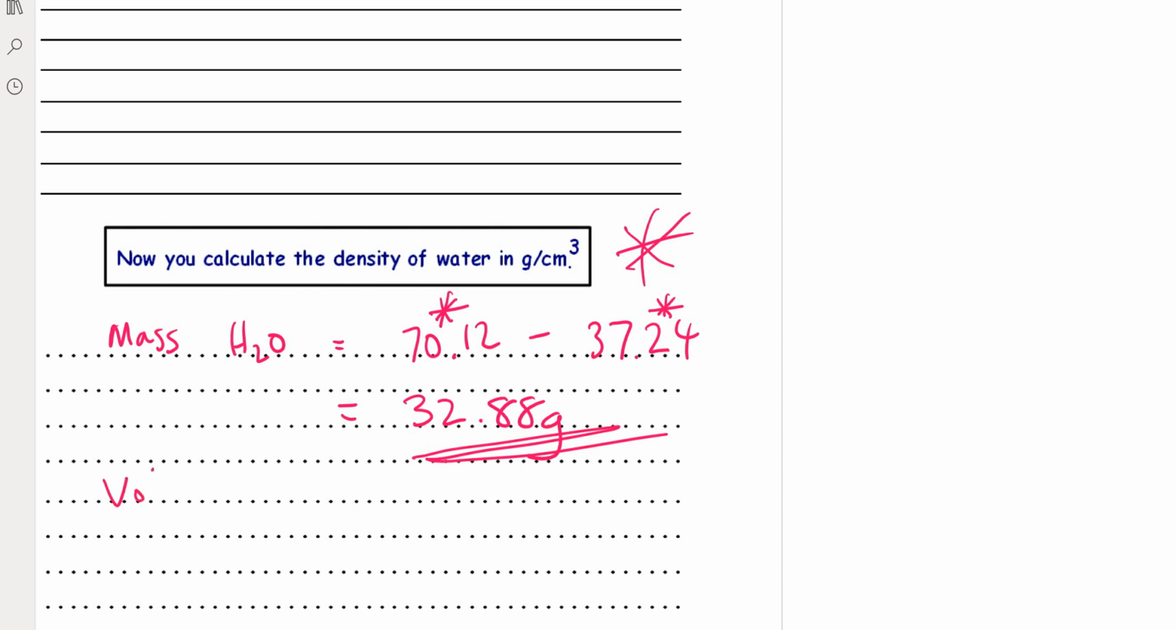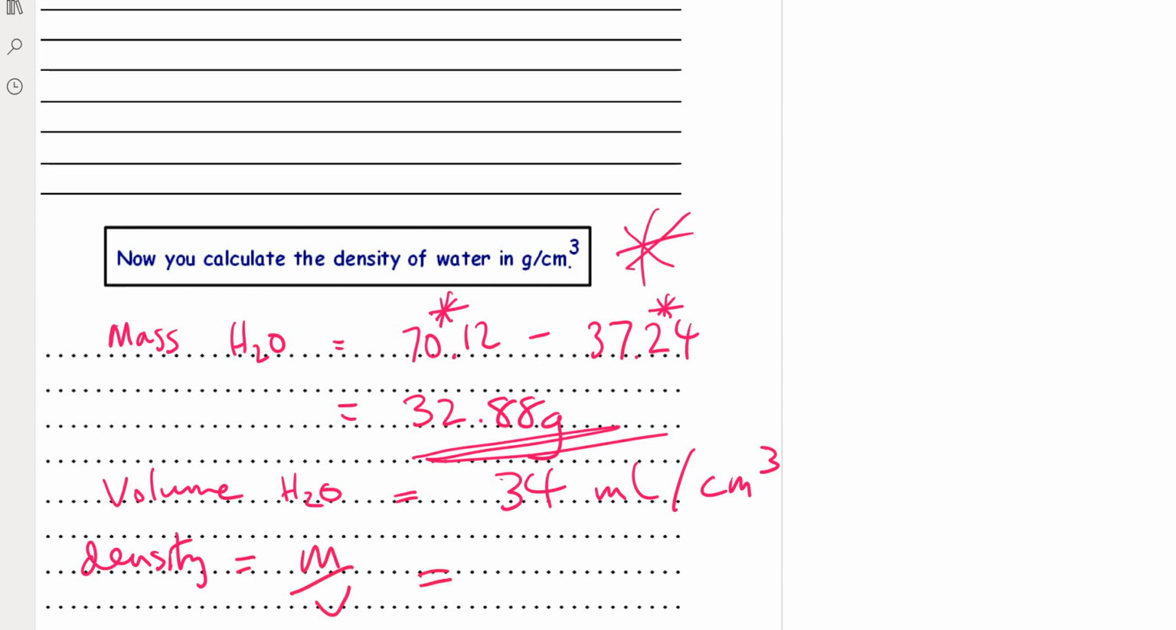Now the volume of the water I read off. That was 34 millilitres or centimetres cubed. So to work out the density equals mass divided by volume. That's worth 1 mark. And then you put in your values, 32.88 divided by 34. That gets you another mark.